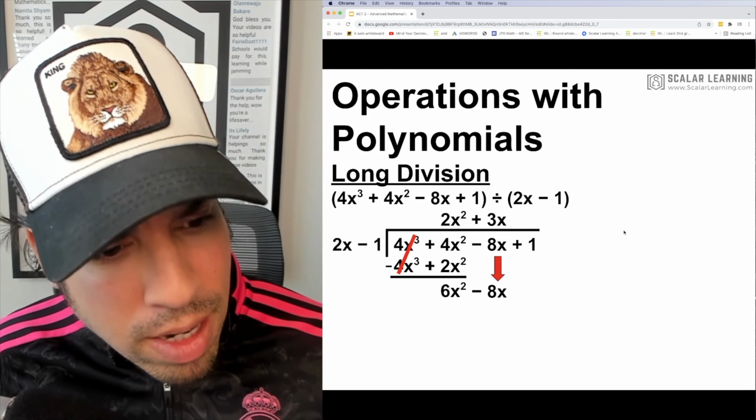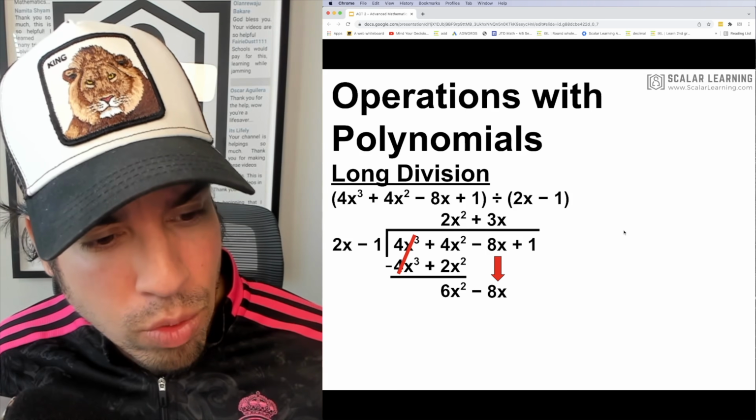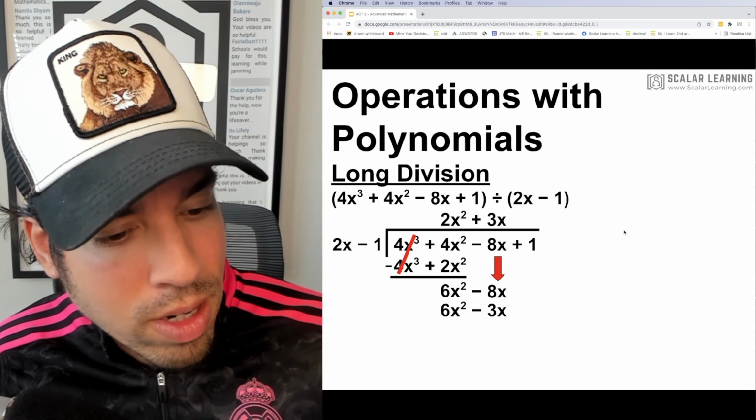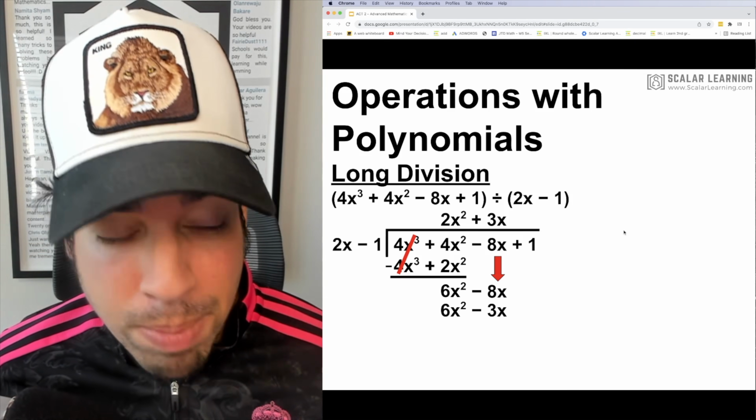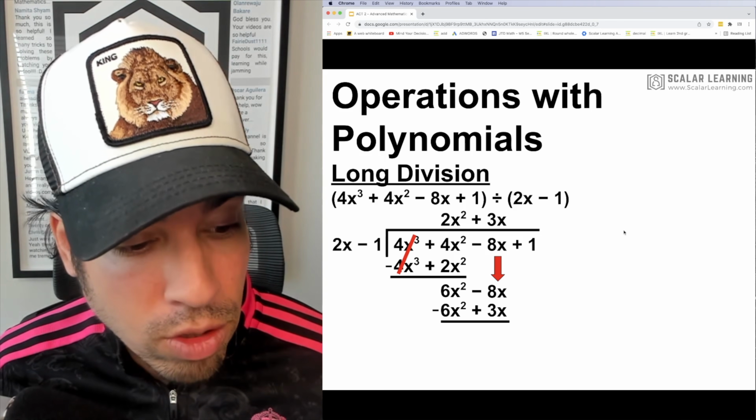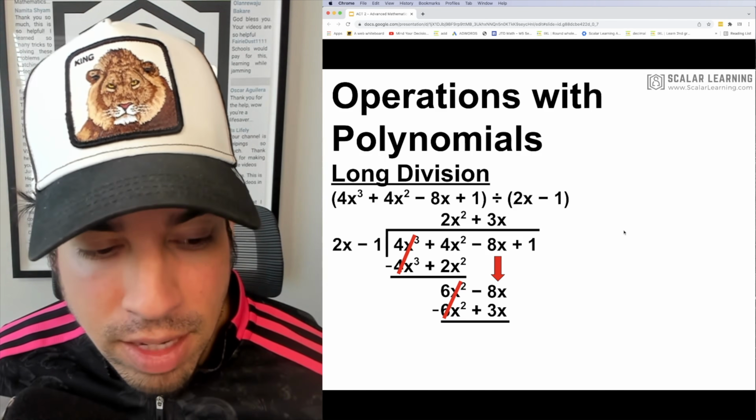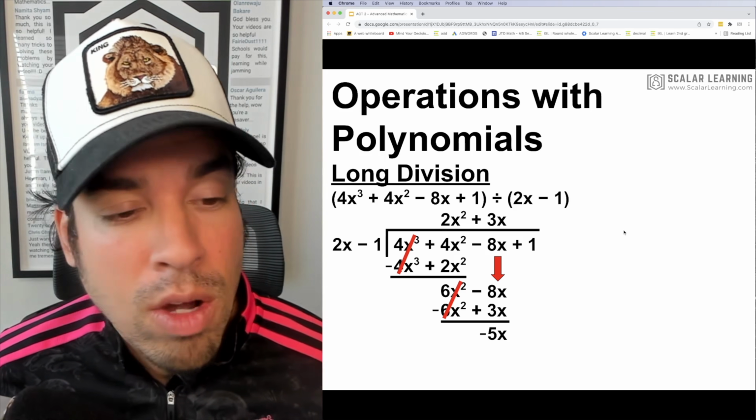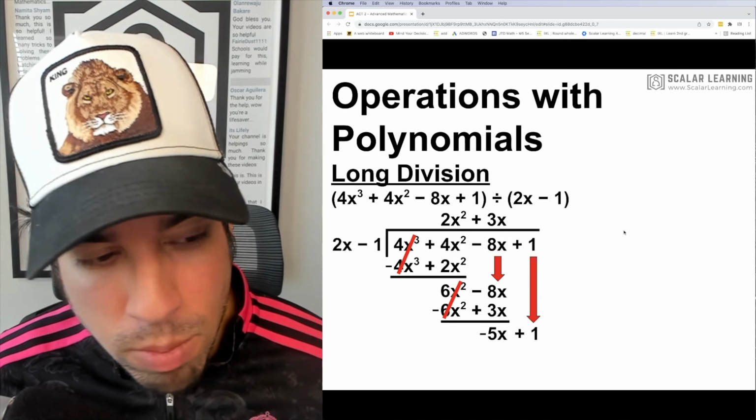Now I'm going to multiply it. 3x times 2x again is 6x squared, and 3x times -1 is -3x. Now we repeat that step before. Check it out, negate, negate, and now we just straight up add. Those two cancel out, and -8x plus 3x is -5x. Once again, we drop that 1 and do it one more time.